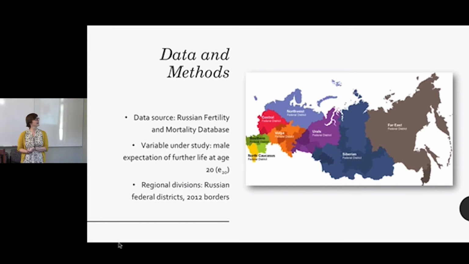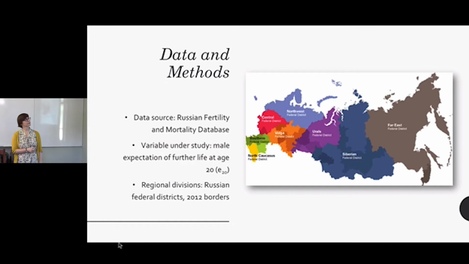Okay, just a little bit about my data and methods. The data source is the Russian Fertility and Mortality Database from Moscow. Because the Russian mortality crisis is a story of adult mortality, I'm looking at E20, or expectation of further life at age 20. And I just wanted to do a quick primer on the regional divisions I'm talking about here. So we've got 8 federal districts in Russia. There's 9 now that they took Crimea, but that's not relevant for this time period.